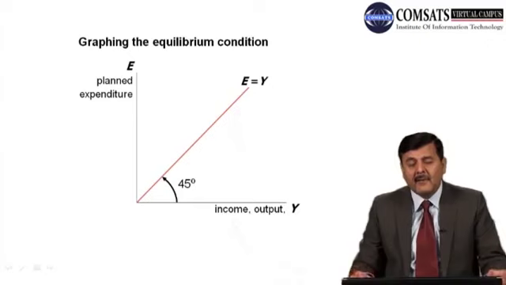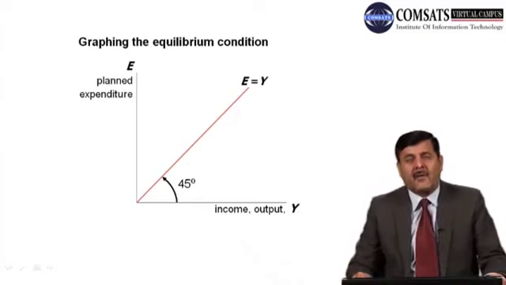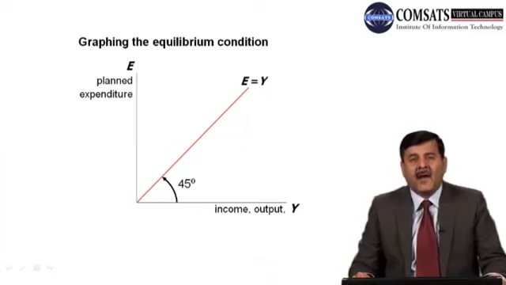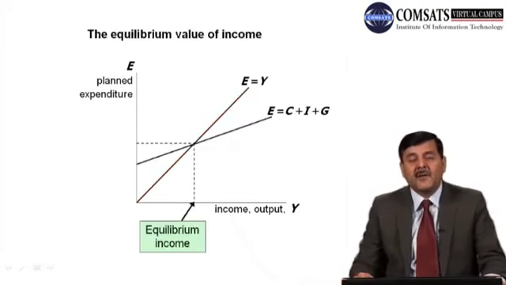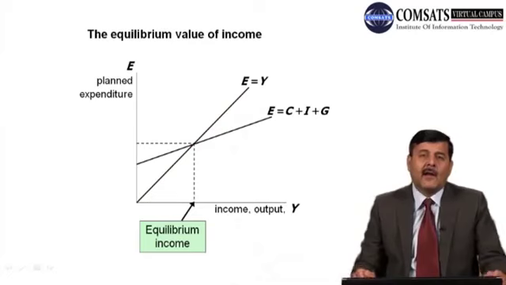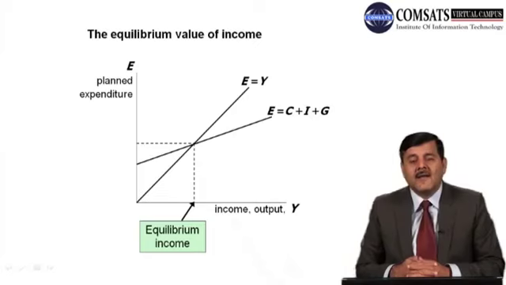Now we'll combine these two graphs and try to determine the equilibrium in the economy, and we'll come up with the Keynesian cross. The equilibrium value of income is determined where E is equal to Y, where these two curves intersect each other, and this is what we call the Keynesian cross.